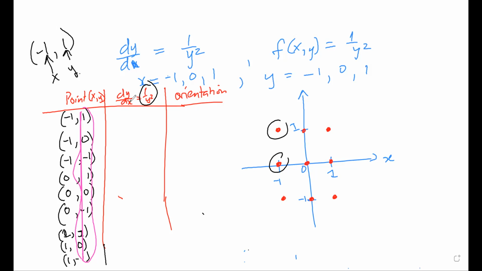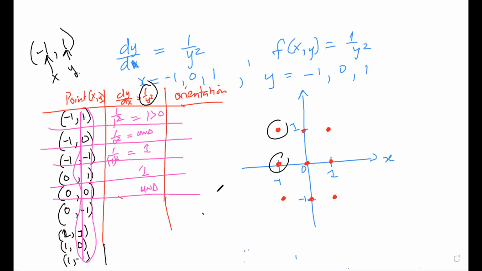So now if I evaluate there 1, I have 1 over 1 squared, which is just 1. So this is a positive slope. And then I have 1 over 0 squared, which is undefined. I cannot say anything. Then 1 over minus 1 squared is equal to 1. This is the same as the first one, so I get a 1 there. This is the same as the second one. I get the undefined.